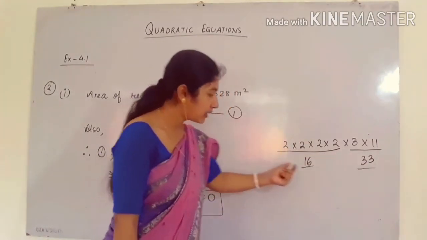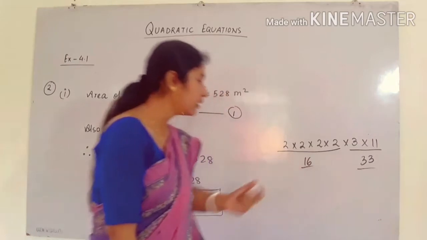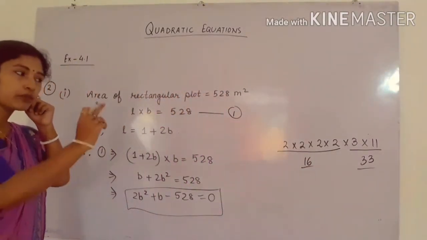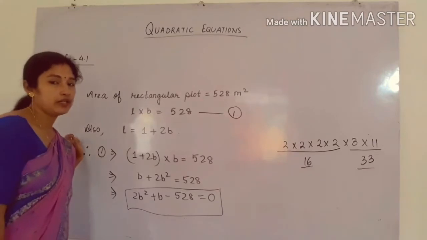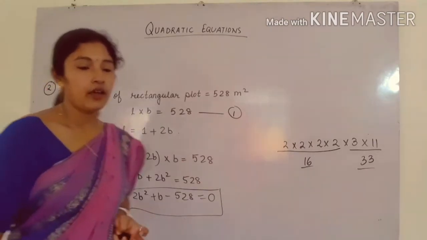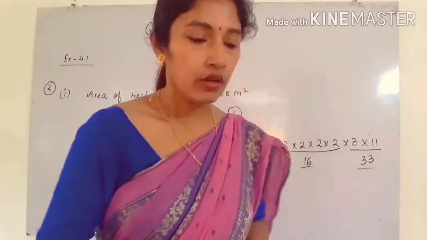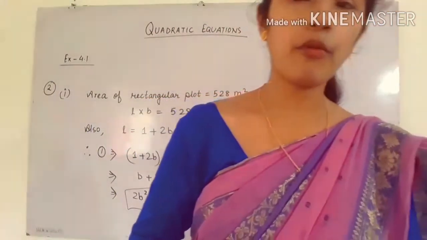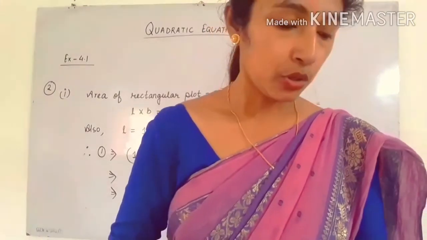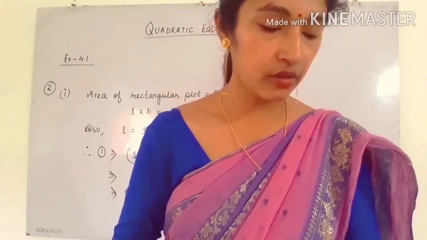So what will be the breadth? Breadth is equal to 16 meter, and the length of the rectangular plot will be what? 33 meter. So this is the answer. Here they have told us to represent the following situation in the form of a quadratic equation. That means we have to form the quadratic equation, so there is no need to find the solution.